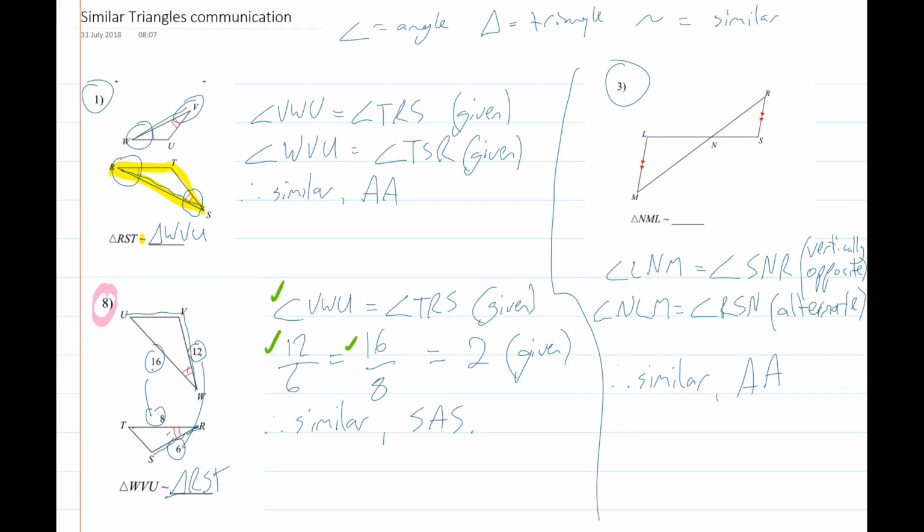And completing our similarity statement, we've got triangle NML will be the same as triangle N. Now that's the longer side there, so NRS. So we can write down triangle NRS. And that is how we can communicate using similar triangles.